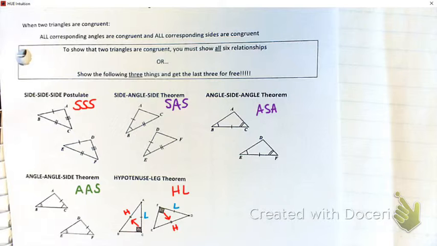Now, why are we using HL on this one and not one of these others? Well, if you look at it, the 90-degree angle is an angle that you can talk about. And then there's two sides. Angle, side, side. Which is not very nice, so we're not going to say angle, side, side. We're going to say HL.